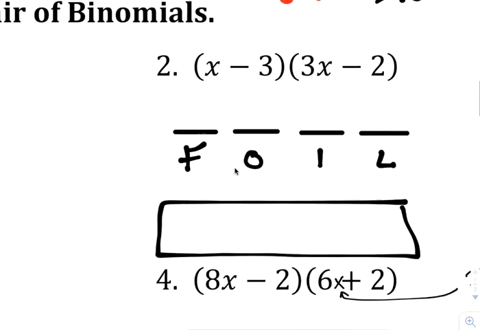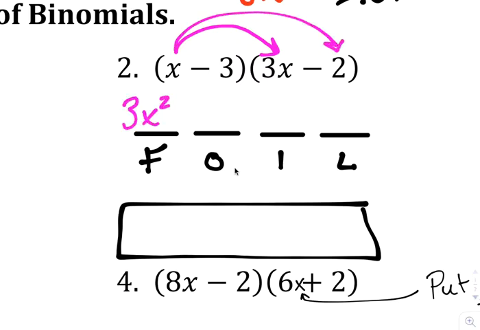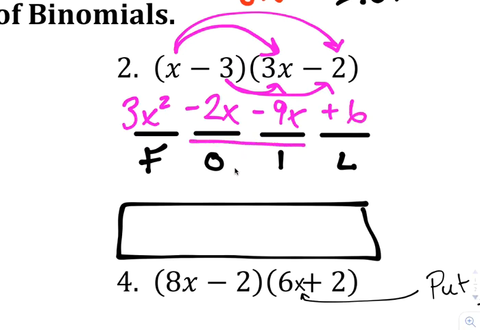Very straightforward. We're distributing the first term and then the second term. We will never put these two guys together, okay? So the x is going to distribute to the second parentheses. X times 3x is 3x squared. X times a negative 2 is negative 2x, and then we switch to this negative 3 right here. Negative 3 times 3x is negative 9x. Negative 3 times negative 2 is a plus 6. The middle terms are like, so we combine them. 3x squared minus 11x plus 6.